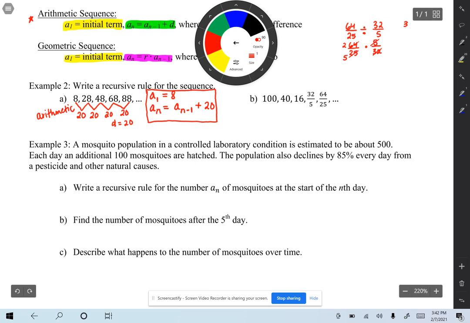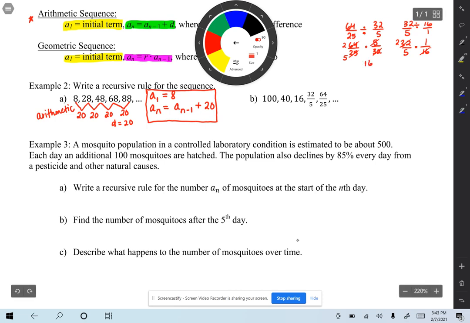The next one is 32/5 divided by 16. So that's 32 fifths times 1/16. 16 goes into 32 twice. That also is 2 fifths. So I think we should try multiplying by, well, you know what? We're going to do the remaining one.